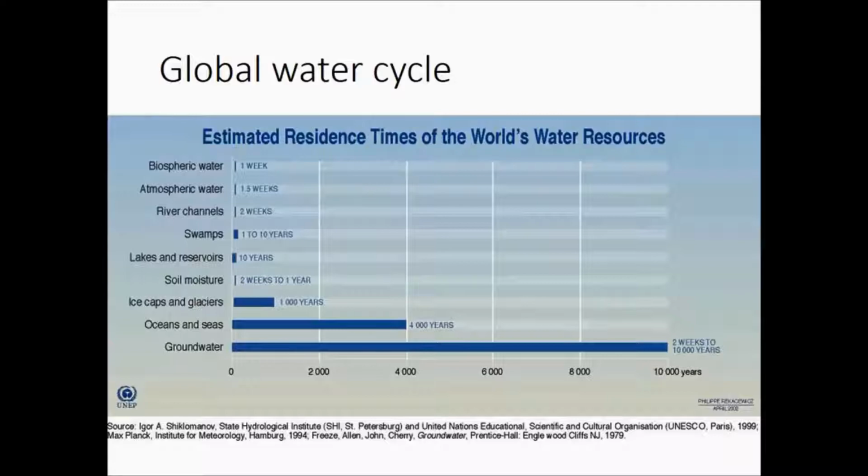So this is just showing you how long water stays in any given reservoir over what period of time. So if we look at water in the atmosphere, it stays there about 1.5 weeks. In river channels, around 2 weeks. And then we can go to things like ice caps for 1,000 years, or groundwater. Groundwater has a residence time of anywhere from a couple hours, 2 weeks, all the way up to around 10,000 years.